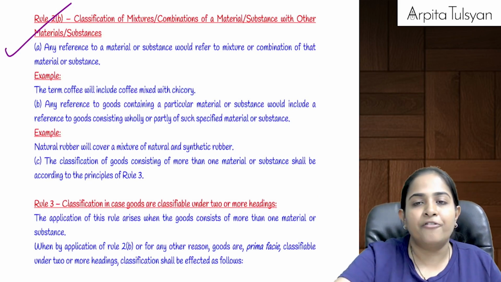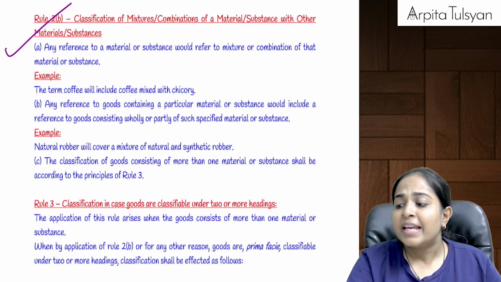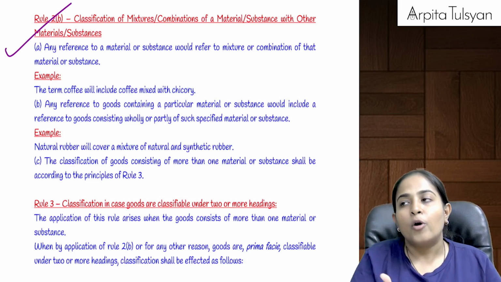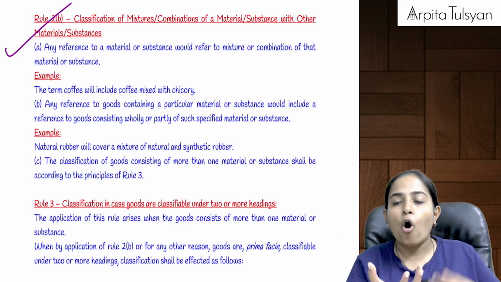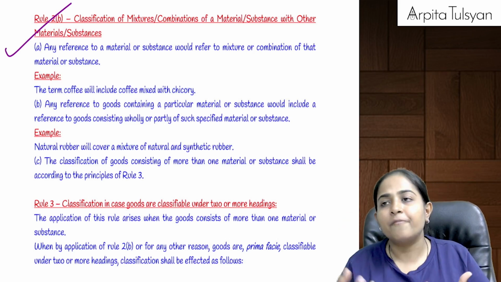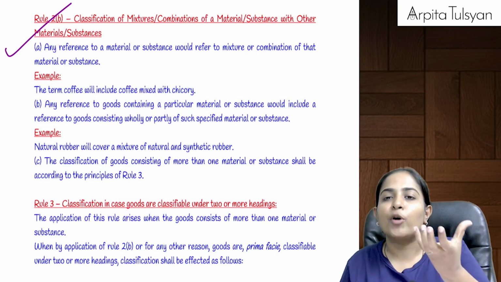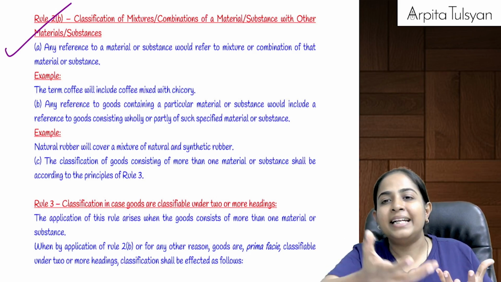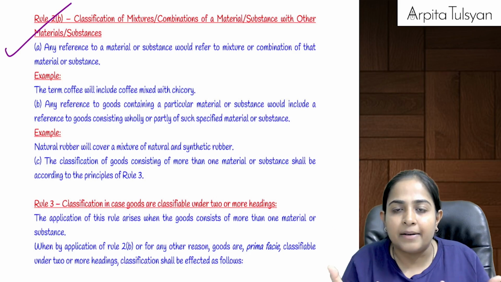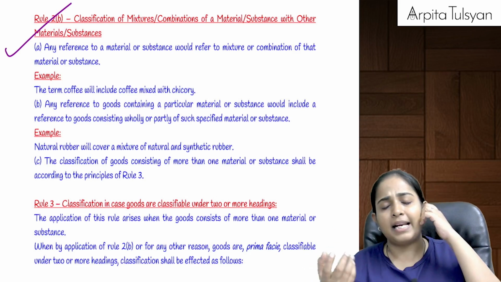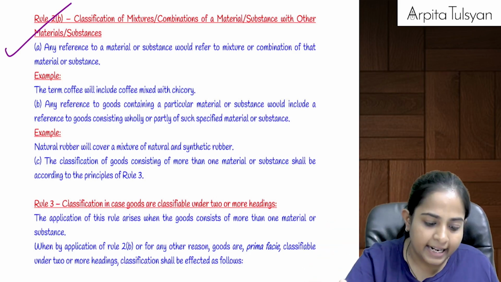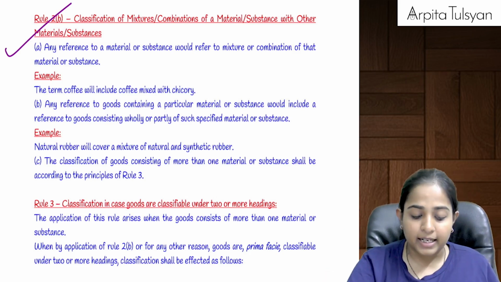Rule number 2B, first point. They say that if you are importing a particular product with a combination, with a mixture, for example, I am importing tea and I am importing tea with masala, or masala tea, then all these will be classifiable under a single heading only. There is no problem with that.